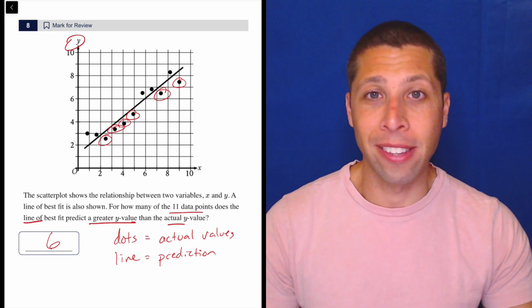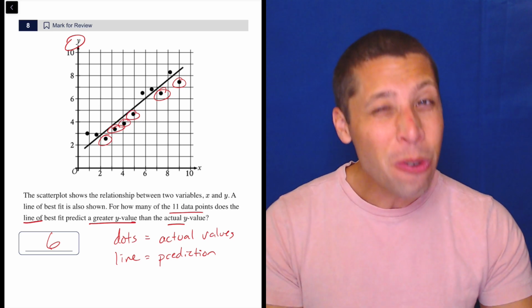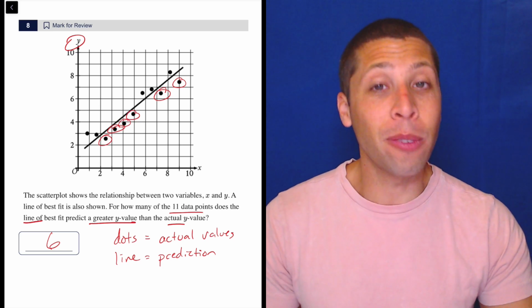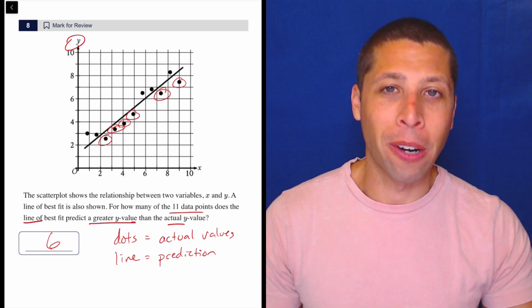This is about it, guys. It's knowing the difference between the dots and the lines. And usually we're only interested in the line anyway, so you can mostly ignore the dots. But here, hopefully you understand why we're looking at both.